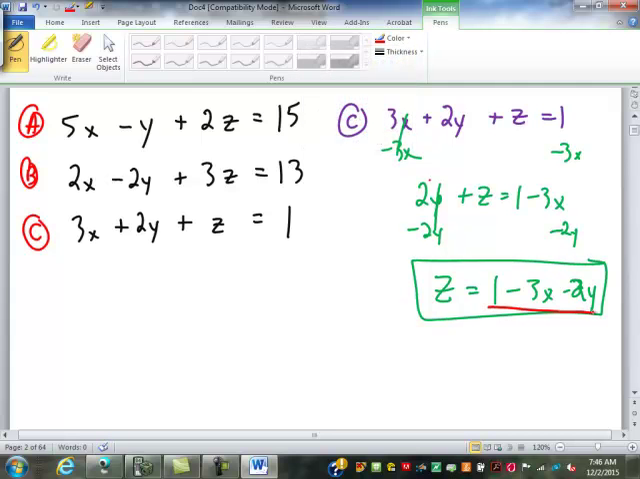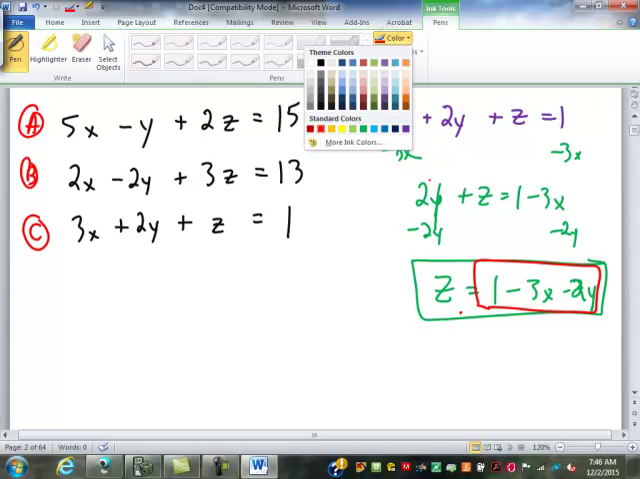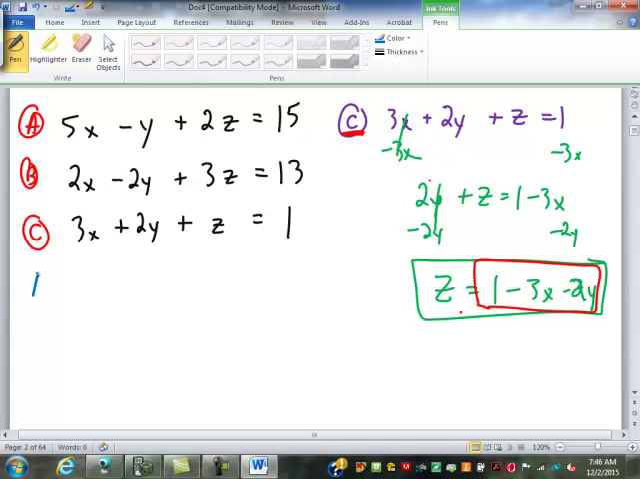So this is going to be used to replace z. Well, where is it going to be used to replace z? Well, what equation did I just solve? C. So that's going to be used in equations A and B. So let's start out with equation A. 5x minus y plus 2z. Well, z becomes 1 minus 3x minus 2y equals 15.